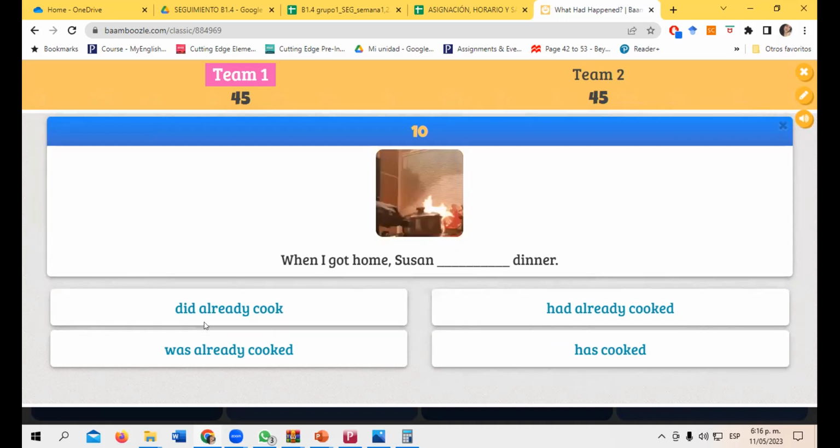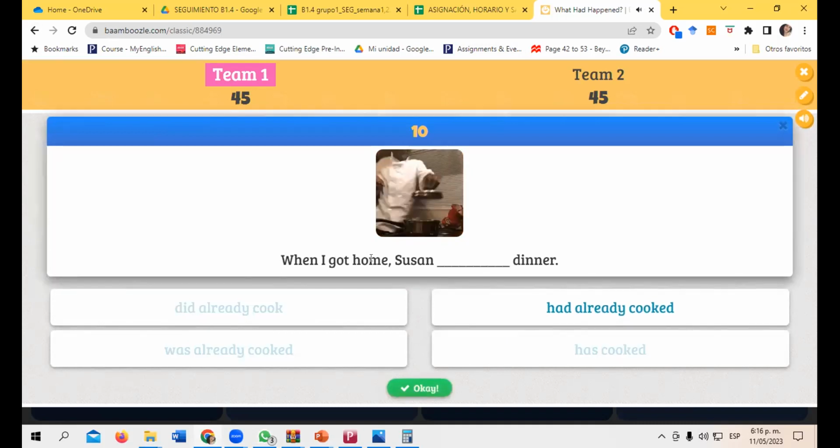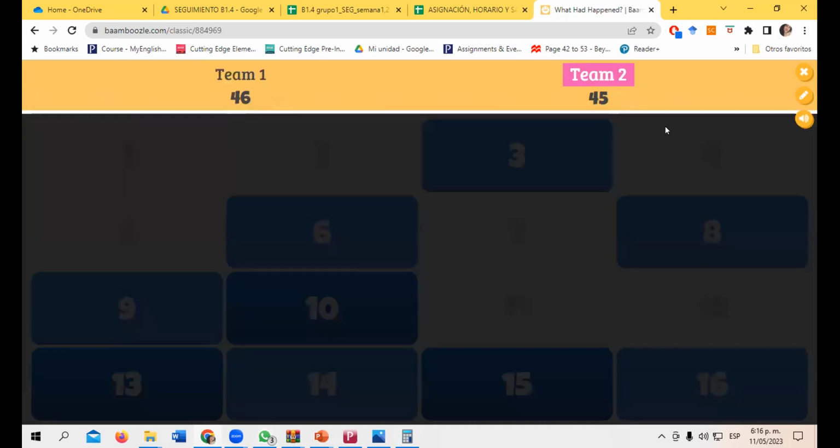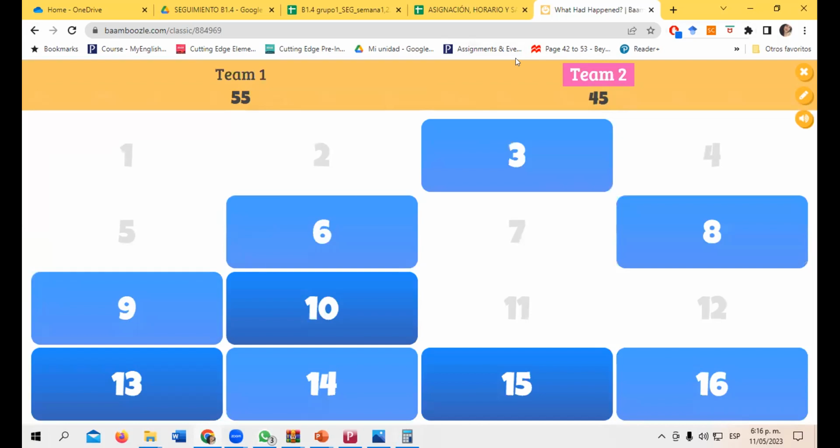Okay. Which option? A, B, C, or D? B. B? I cannot hear you very well. B? Yes, teacher, B. Okay. Yes, when I got home, Susan had already cooked dinner. Ella ya había preparado la cena. Okay, good. For group 2, or team number 2, Jeanette.